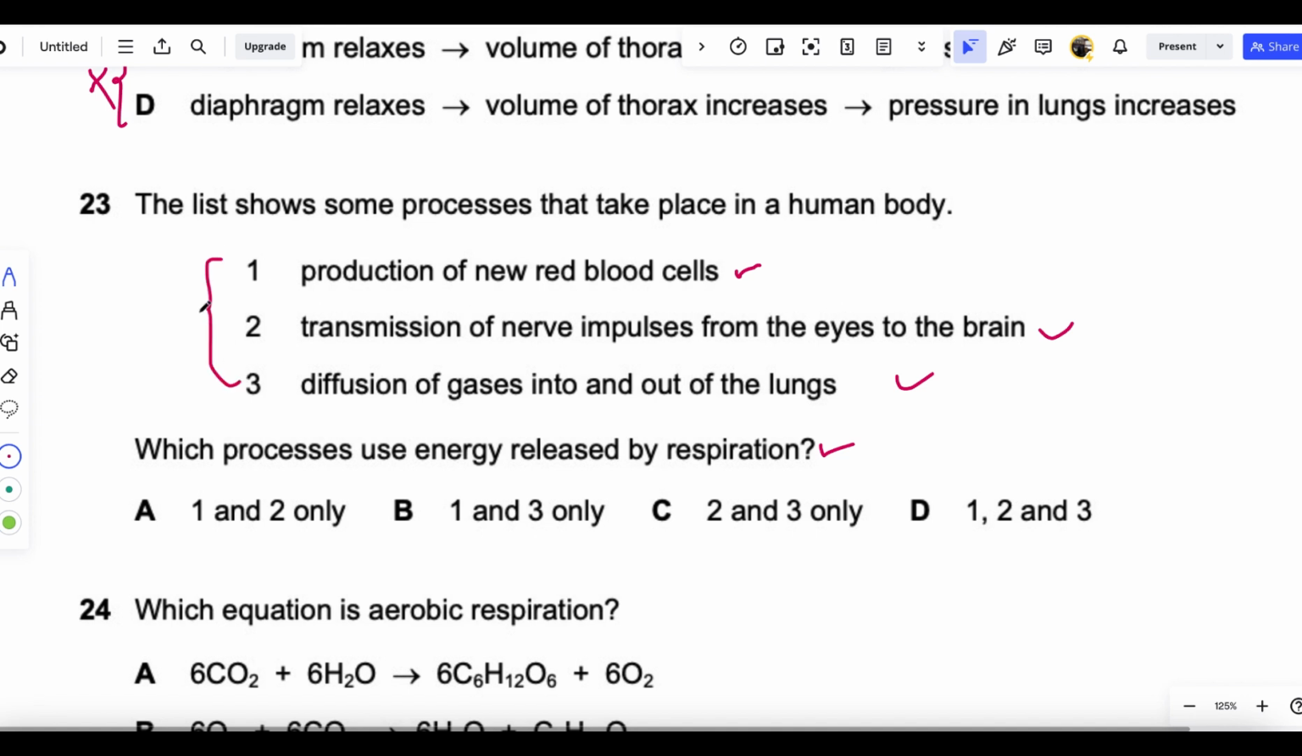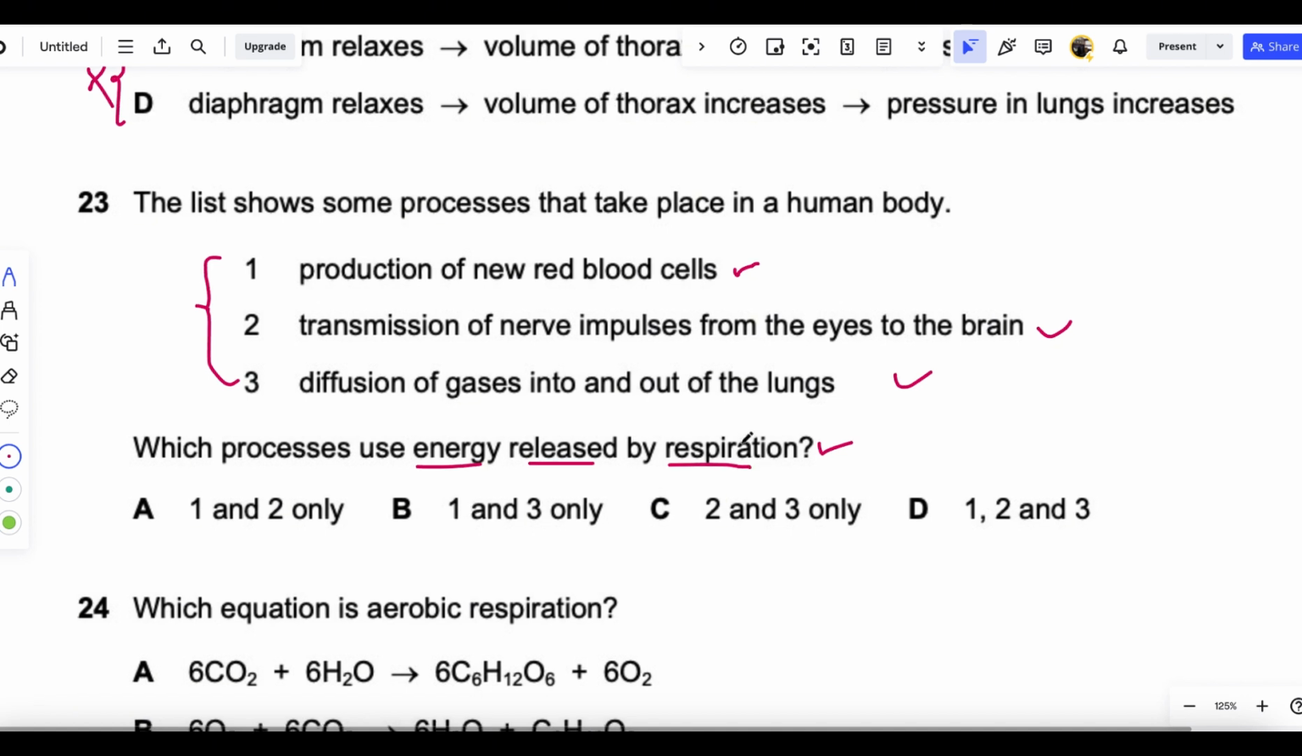But now the question is clearer. The question is asking which processes use energy released by respiration. Energy released by respiration is used to break down food. So the production of new red blood cells uses energy. Transmission of nerve impulses uses energy. But the diffusion of gases into and out of the body does not require that energy, because it's the oxygen you breathe in that reacts to release that energy. So it's process 1 and 2 only.